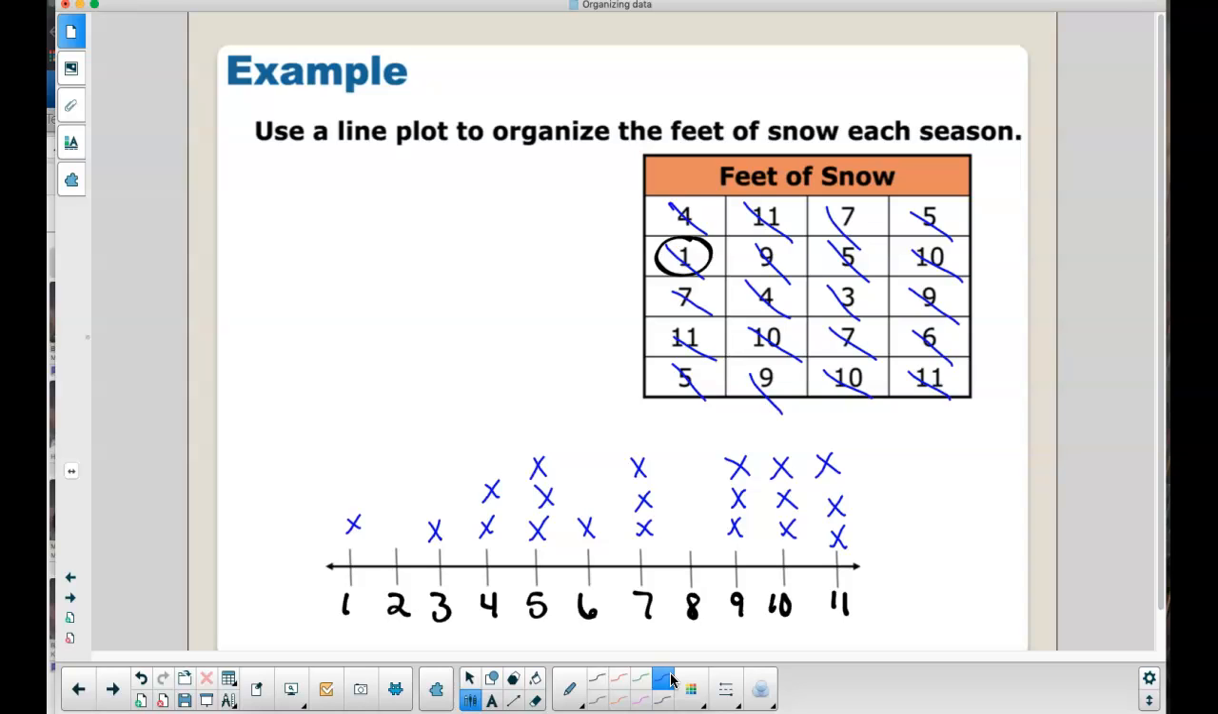So when you're done, hopefully yours looks just like mine. I do try to go one at a time so that you don't miss any pieces of data. What's the highest amount of feet of snow that they got? 11, right? How many times did that happen? How many times did they get 11 feet of snow? Caleb, 3. I could say, how many times did they get at least 9 feet of snow?